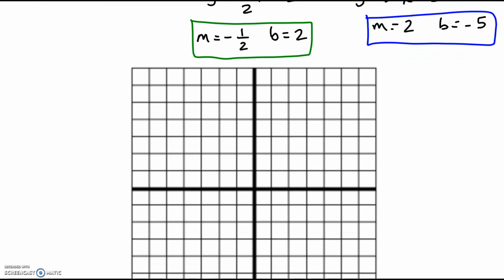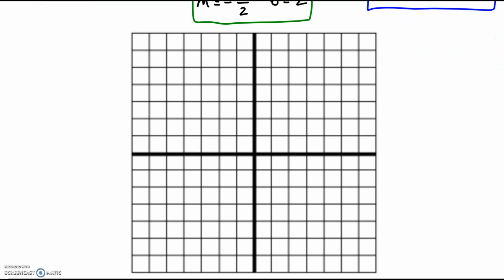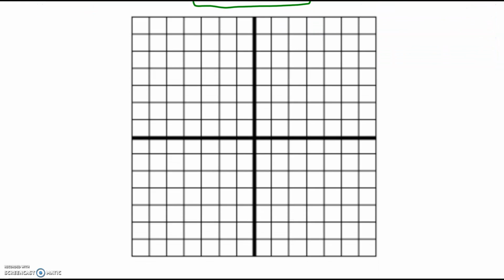We have our Cartesian plane down here, and we need to go ahead and scale it. So remember, we put arrows on the ends of the axes, label x to the right, y to the top, and I'm going to go ahead and do my scale. All right, I have my scale done, so we'll plot our first line.